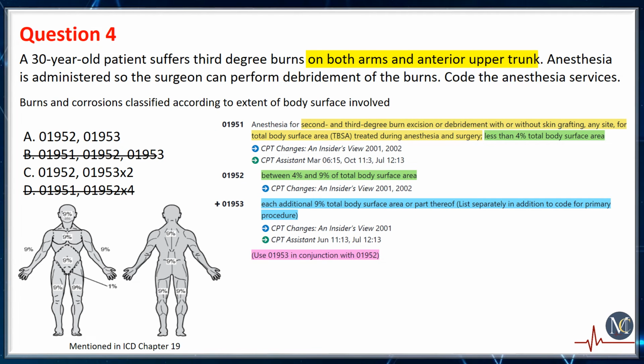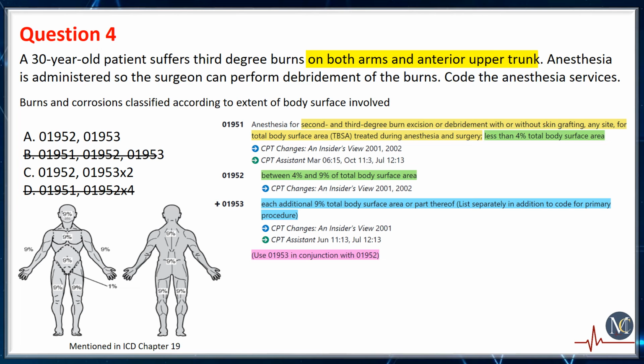After eliminating options B and D, our next step is to find the correct percentage of the body surface area affected by burns for which the debridement is performed. In the given scenario, the percentage of the burn is not specified, so we will calculate it on the basis of the extent of the body surface involved.